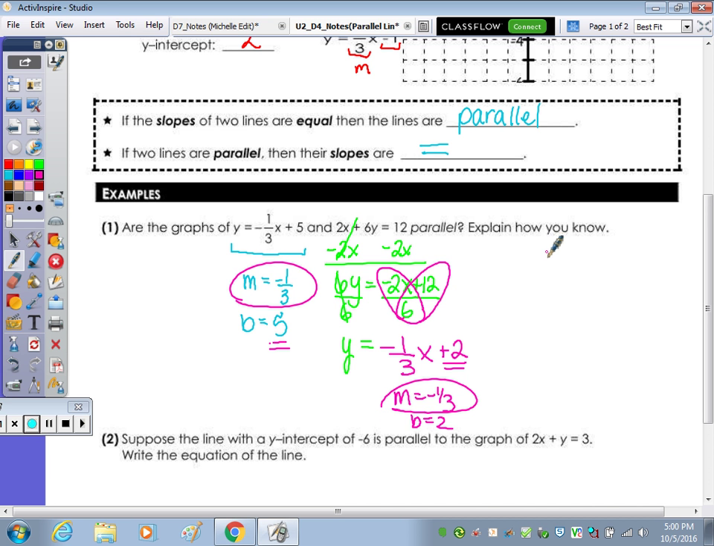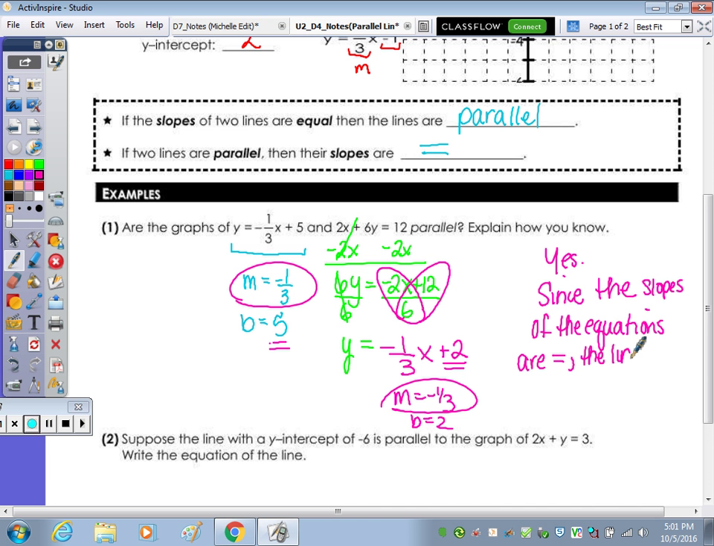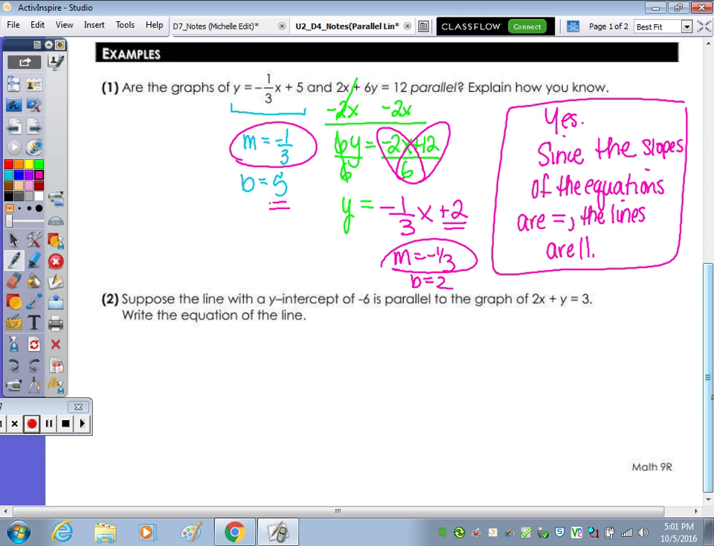So are the graphs parallel? Yes. Since the slopes of the equations are equal, the lines are parallel. So solve them both for y in terms of x. Put them in the form y equals mx plus b, and then take a look at the slope.